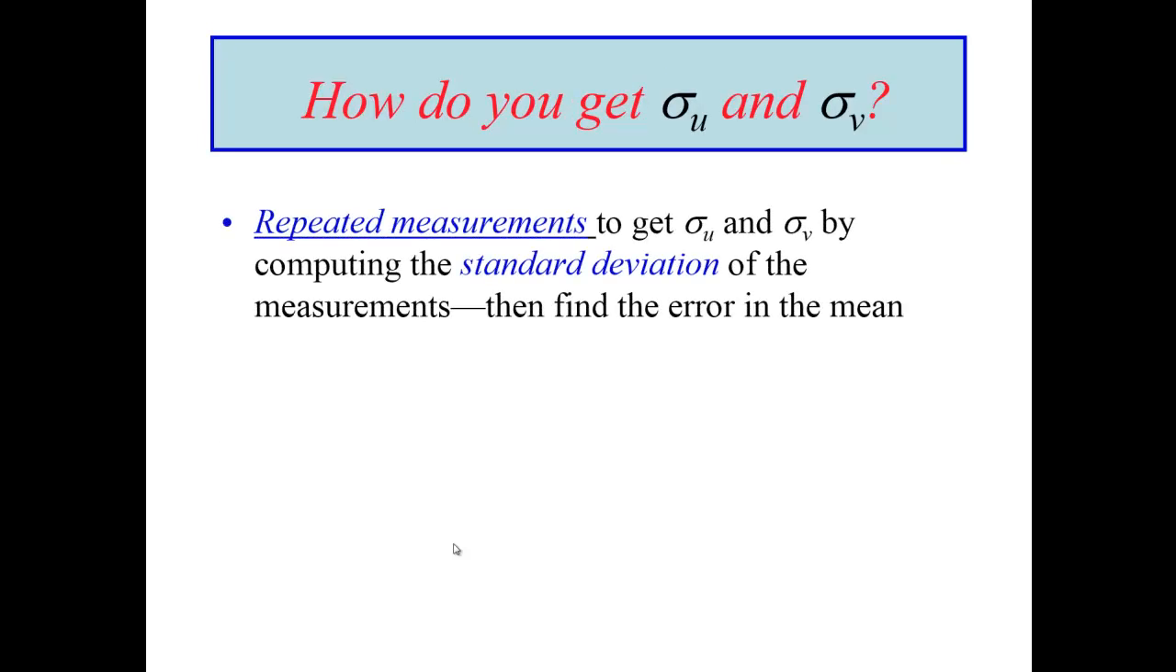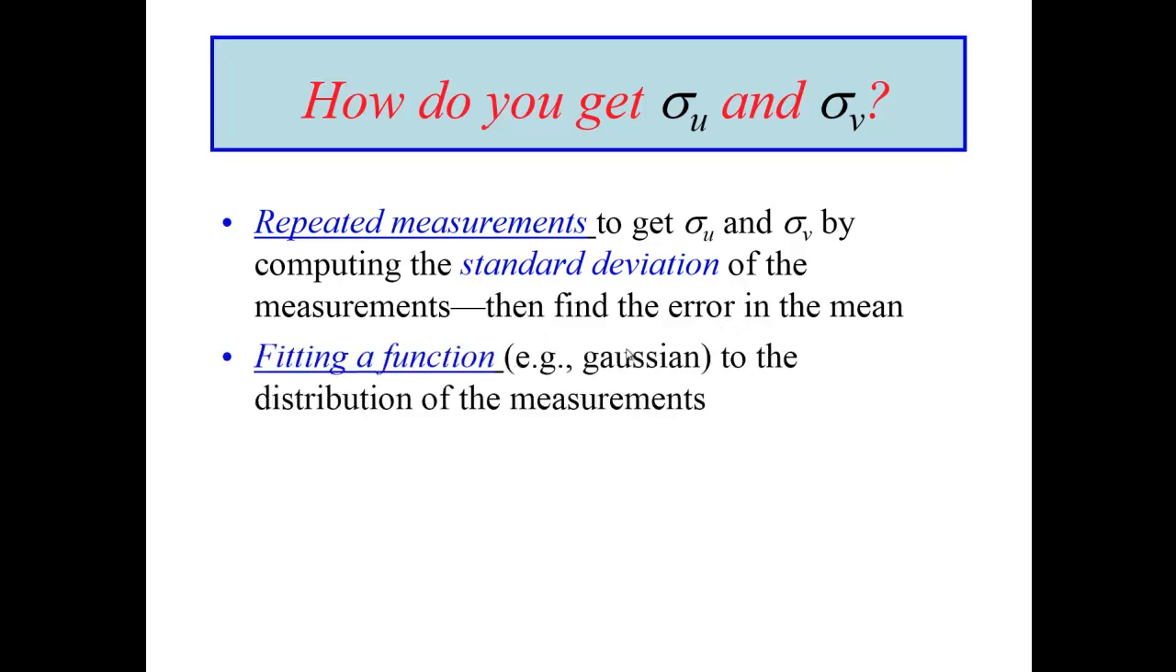So how do we get sigma u and sigma v? Just a reminder, those will depend on how those quantities were measured. One way to do it is just to measure u and v many, many times to get a large number of trials and find the standard deviation in those measurements. And then the error in the mean, which is what we'll talk about a little bit later in the course, is going to be the best estimate of the error in that particular value. So we can do it that way.